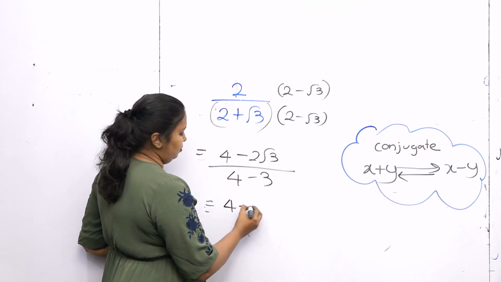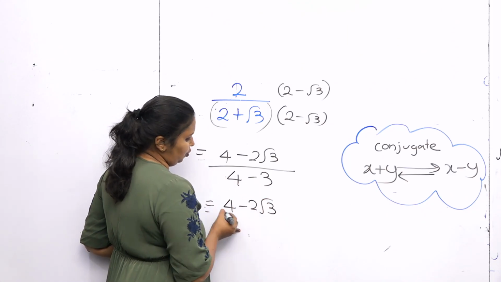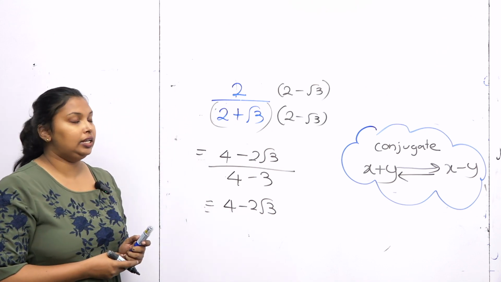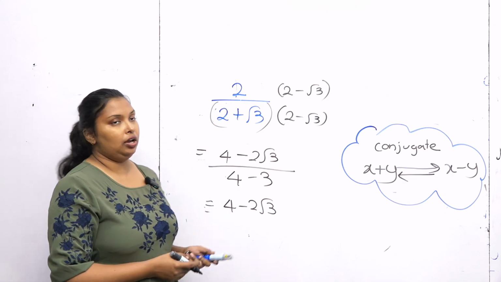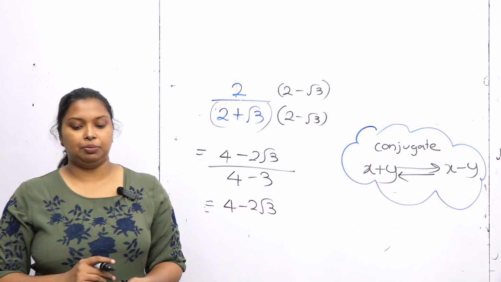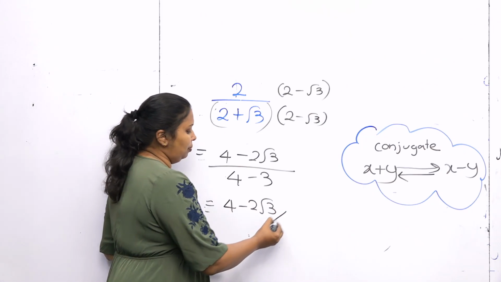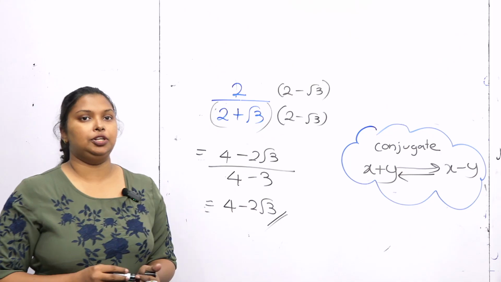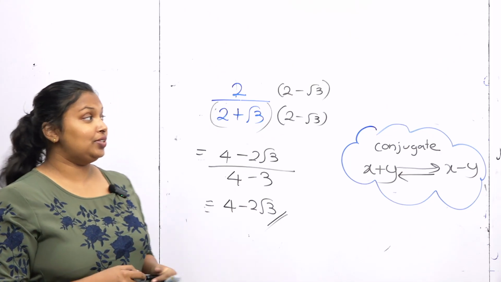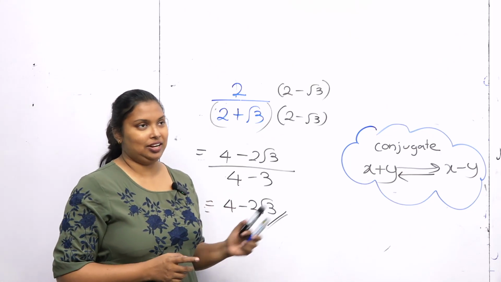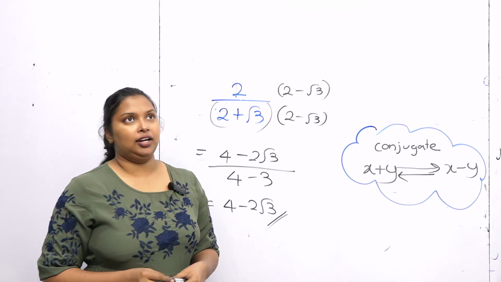So the answer is 4 minus 2 root 3 over 1. So the denominator is rational. In the numerator you have a rational number. No problem. Rationalizing the denominator. Clear?